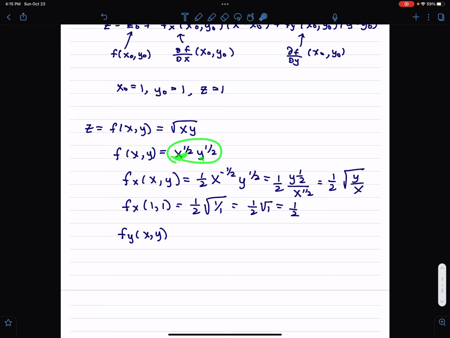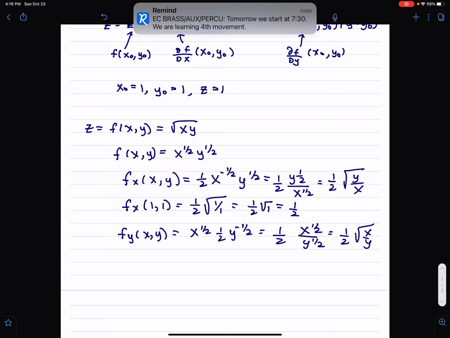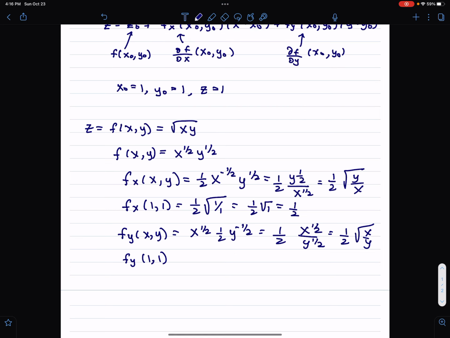I mean, by symmetry, we know that this is Fy(1,1) is going to be a half also, but let's just work it out. So we have x to the 1/2, 1/2 y to the negative 1/2, and this will give 1/2 x to the 1/2 divided by y to the 1/2. So this is going to be 1/2 square root of x over y, and so then Fy(1,1) is equal to 1/2 square root of 1 divided by 1, which is equal to 1/2.